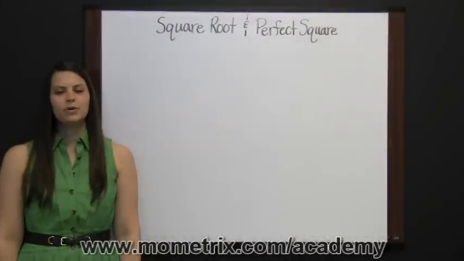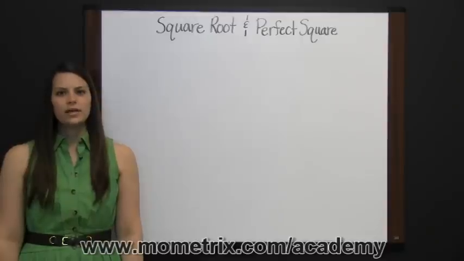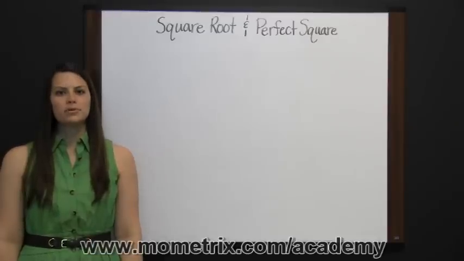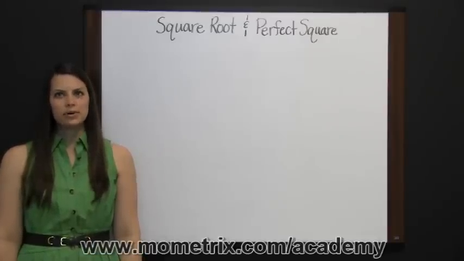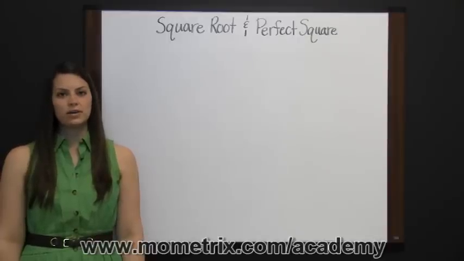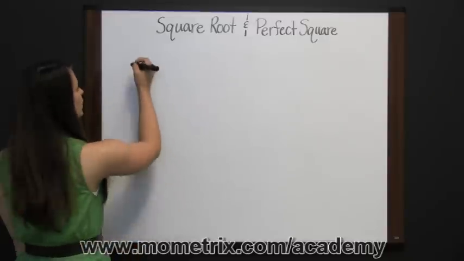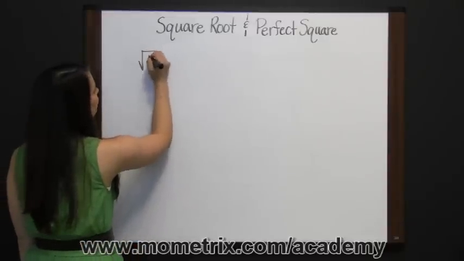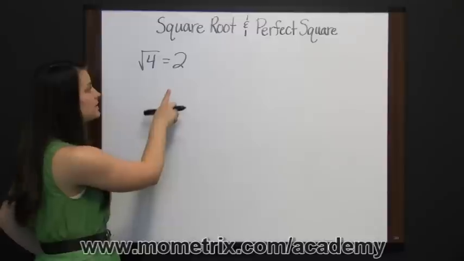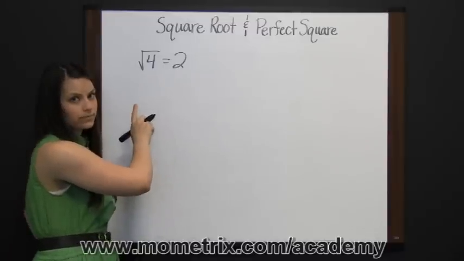Square root and perfect square. The square root of a number is the reverse of squaring a number or raising a number to the second power. The square root is the number that when multiplied by itself equals that value. For instance, the square root of 4 is 2 because 2 times itself is 4.